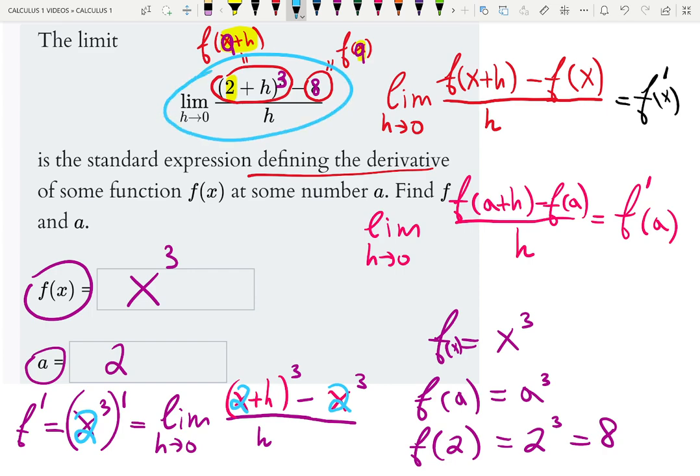And that's how you can figure out what the function f was and the input a, based on the expression for the definition of the derivative of the function.